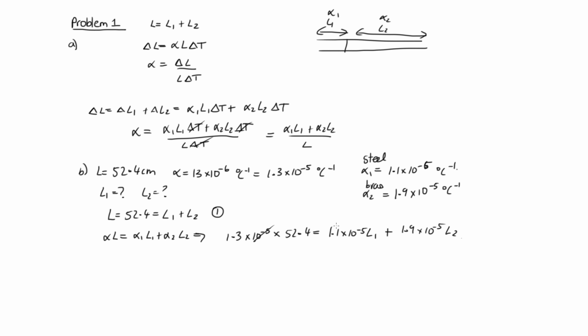Now all these times 10 to the minus 5s cancel off, which is why I initially rearranged this one to give it to a power of minus 5. And so we've got 1.3 times 52.4. That is equal to 68.12, and this is equal to 1.1 L1 plus 1.9 L2. So let's call this equation 2. So now we've got two equations and two unknowns. So we can solve these simultaneously.